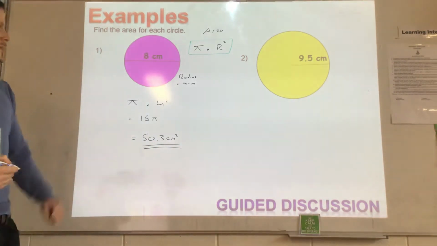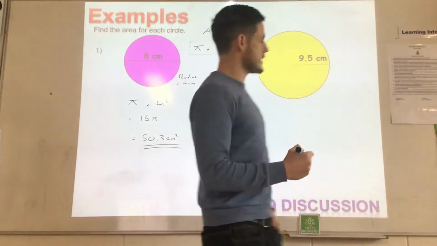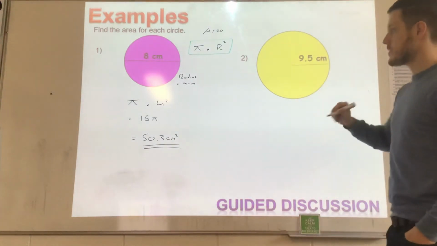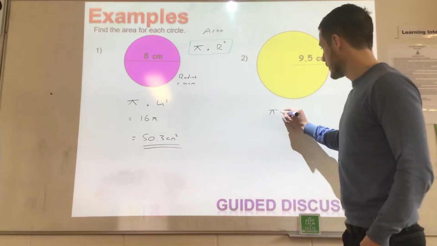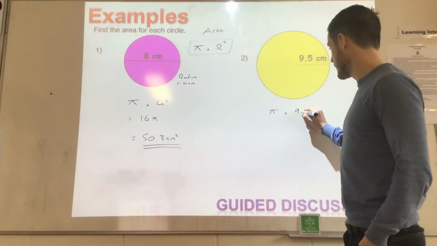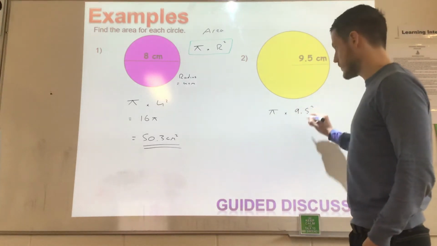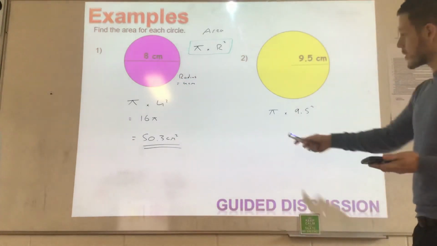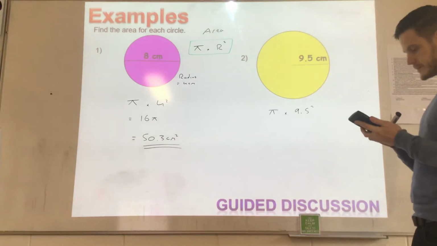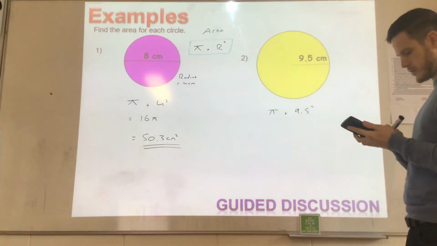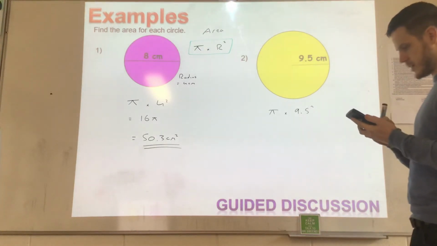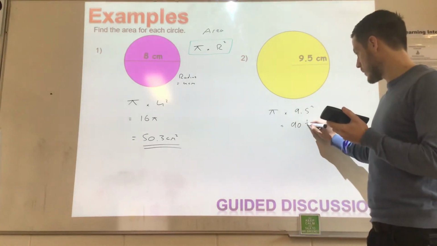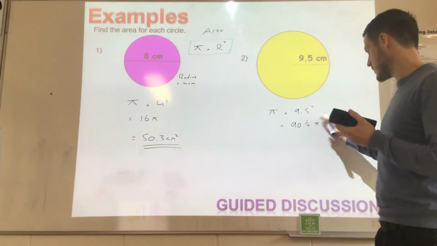Next one, same again, except this time my radius is given, so I don't have to find my radius. It's 9.5. So I'm going to do pi multiplied by 9.5 squared. When I put that into my calculator, now remember I could use 3.14 instead. So I do pi multiplied by 9.5 squared. I get 90 and a quarter pi.